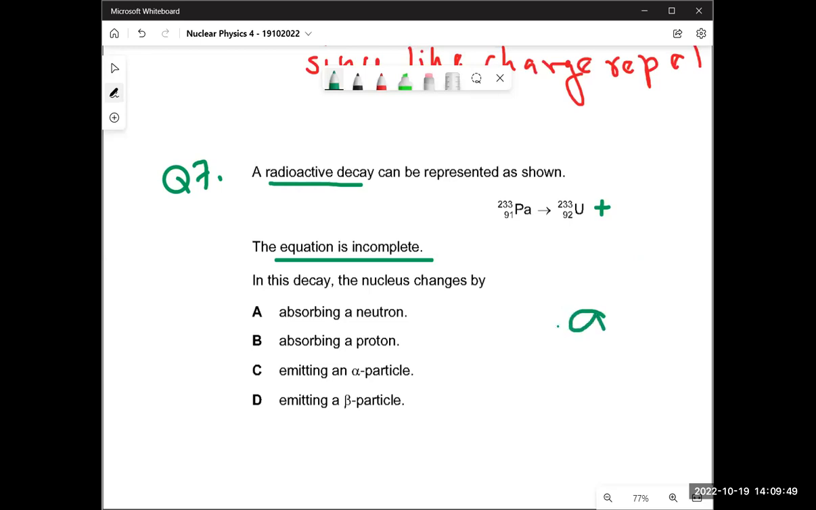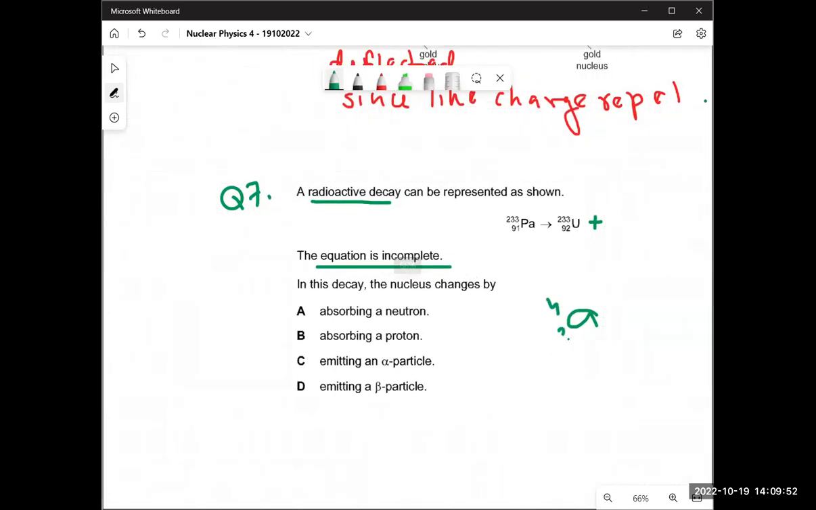Three kinds of options. I'll go with B. Okay. Now, Anas, can you give me any reason for your option? Because Pa has 91 protons, and U has 92. So Pa needs one more. Yes, I see. So you think that it absorbed one more. Okay, makes sense.